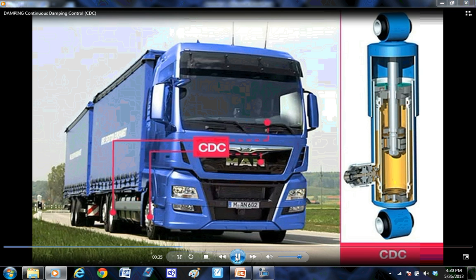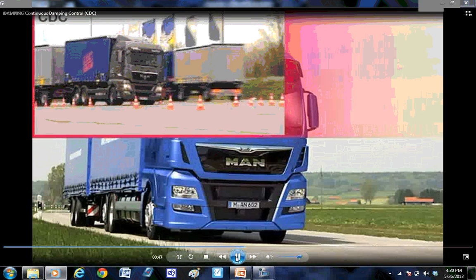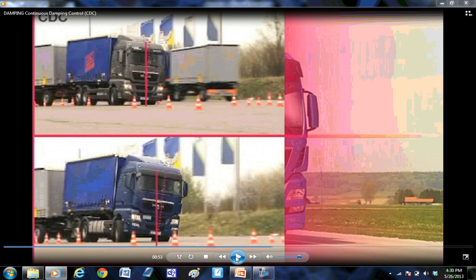All values are analyzed by the system control unit. The suspension firmness required for each situation is then set by means of an electromagnetic valve on the shock absorber. CDC ensures that the roll angle is greatly reduced under comparable driving conditions, allowing more reliable mastery of the vehicle. So you can see here what a dramatic difference having this damping control mechanism makes in the control of a truck and other large vehicles. So again, an example of damping.